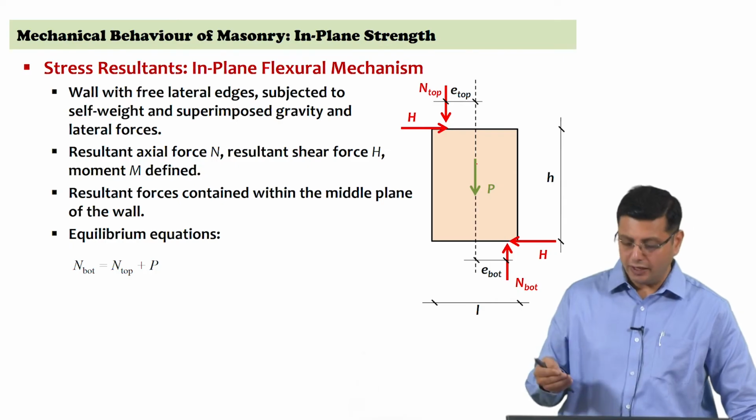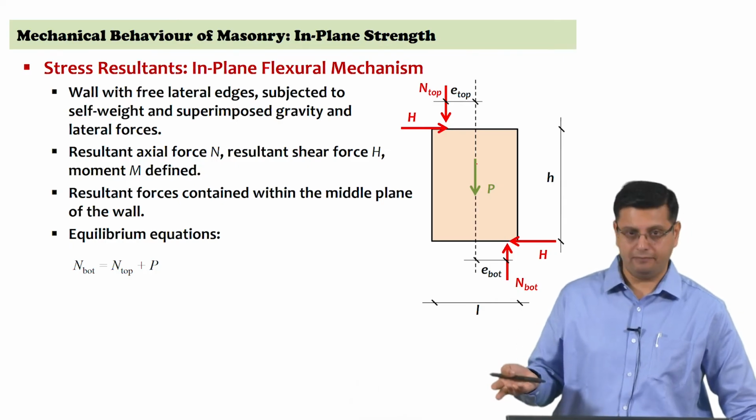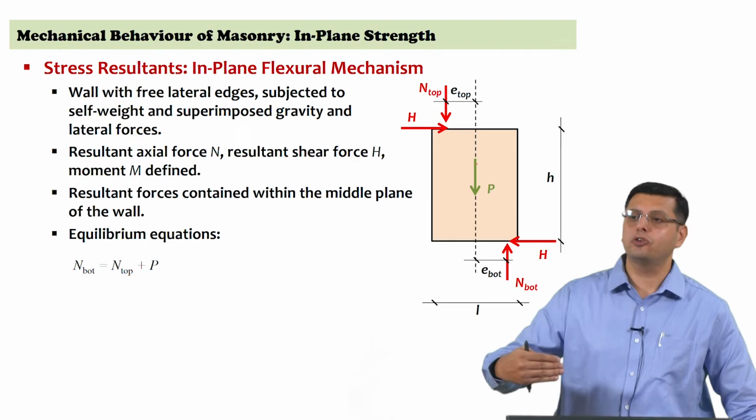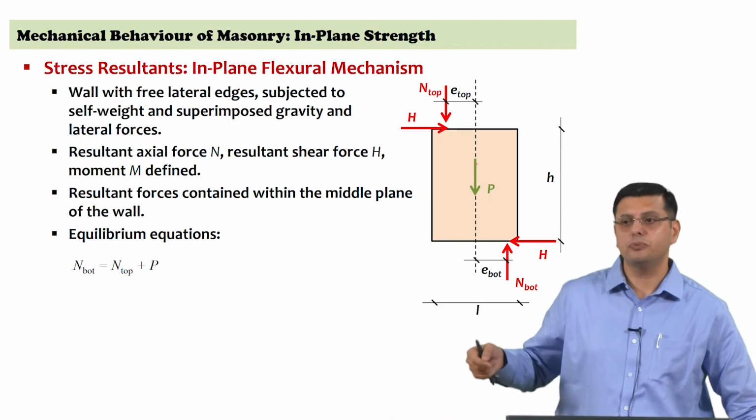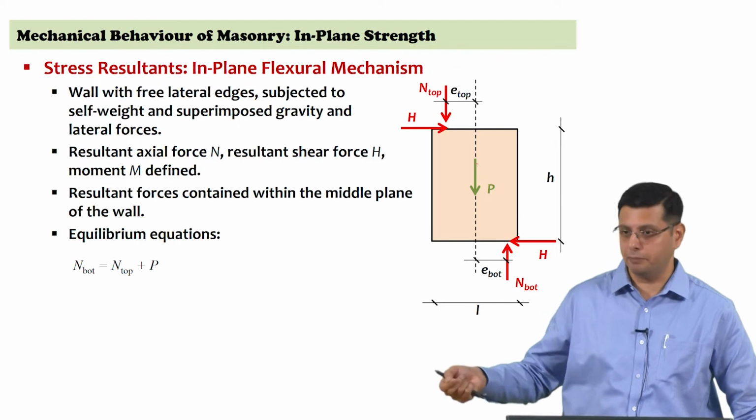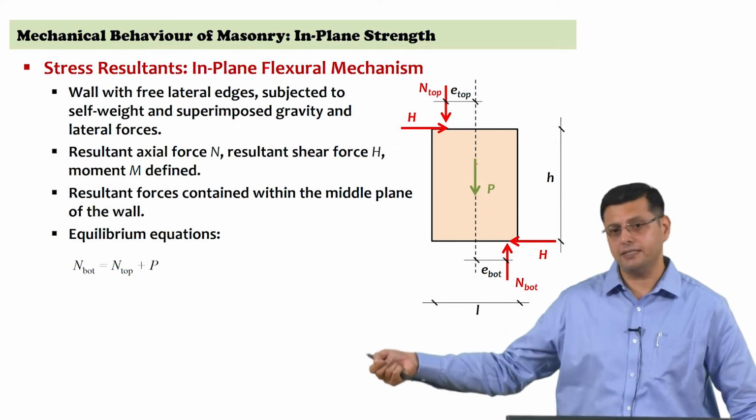So, if you are typically looking at flexural compression failure, I would be interested to look at the flexural compression failure at the bottom of the wall, because that is where the flexural compression value is going to be the maximum at the compressed edge.